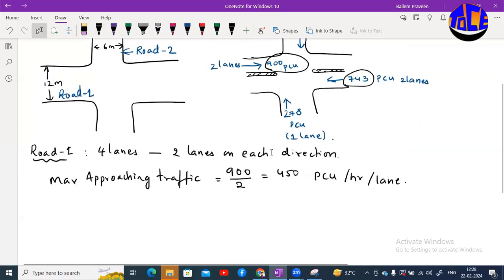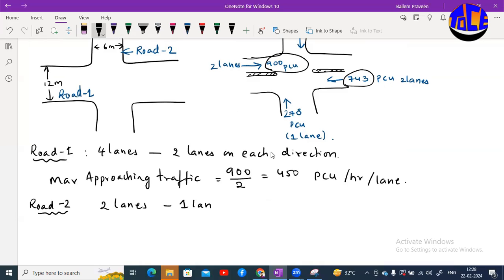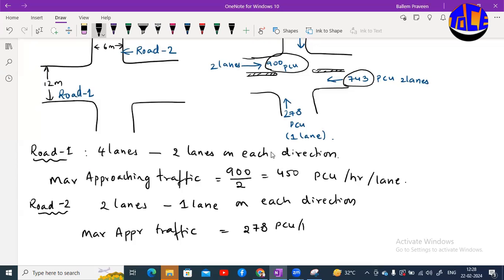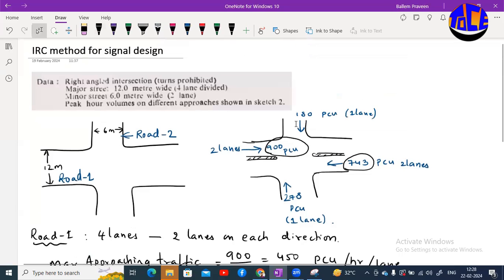Similarly for road 2, which has 2 lanes, that means 1 lane on each direction. Now the maximum approaching traffic is 278 PCU per hour per lane, because this minor road is of 2 lanes itself.